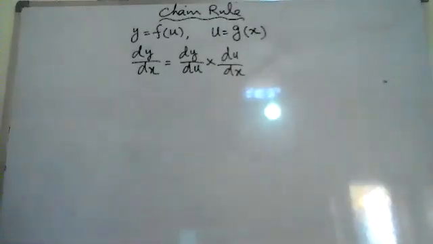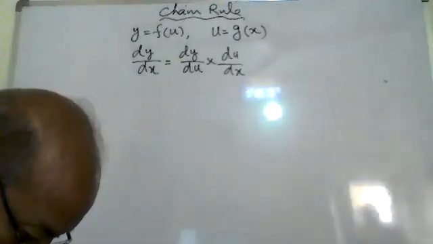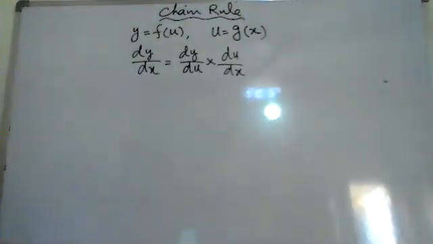So this rule will be used. This is called the chain rule. This rule will be used to solve exercise 3.5, question number 1. Y is equal to 6u minus 9.